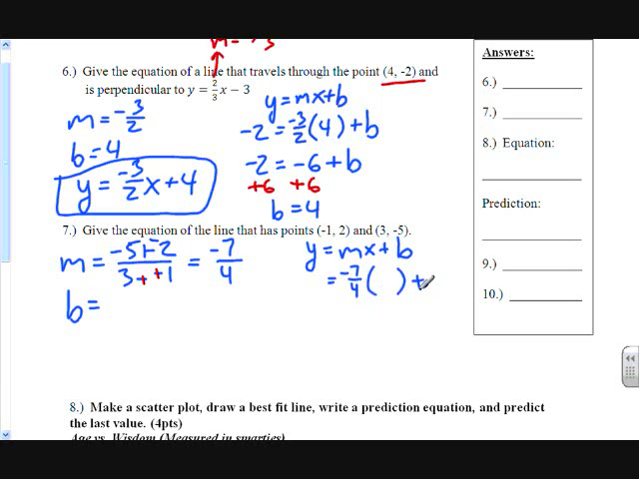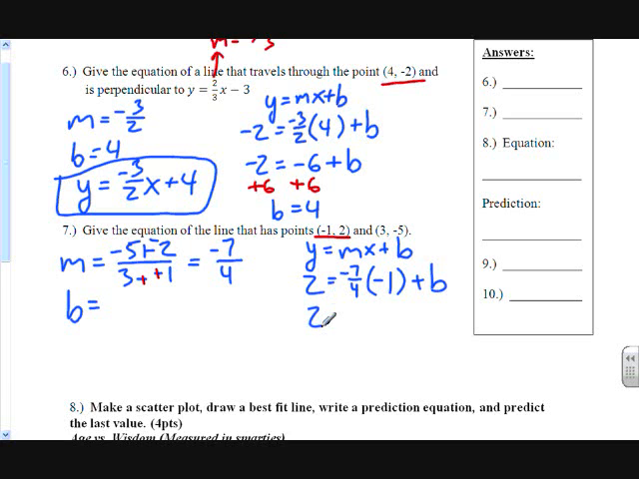I just need an x and a y value to plug in, which they give me. They give me 2 of them. All right, I'm going to use one of these. I'm just going to use the first one, so I'm going to use this first ordered pair. So I'm going to plug the -1 in for x. I'm going to plug the 2 in for y. And now I just need to solve for b.